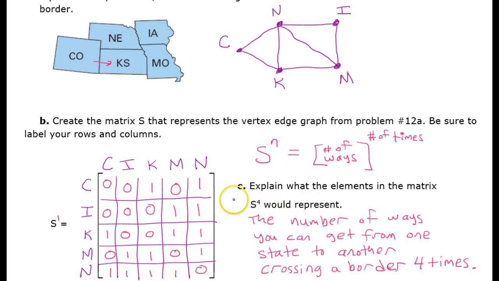So if I were to calculate the new matrix S to the 4th power, each element would represent the number of ways you can get from one state to another, crossing a border 4 times. All right, so the exponent is all about how many times you can do something. If it's S to the 1 power, it's how many ways you can cross one border. If it's S to the 4th power, then it's the number of ways you can get from state to state crossing 4 borders. If it was to the 5th power, it'd be the number of ways you can get from state to state crossing 5 borders.